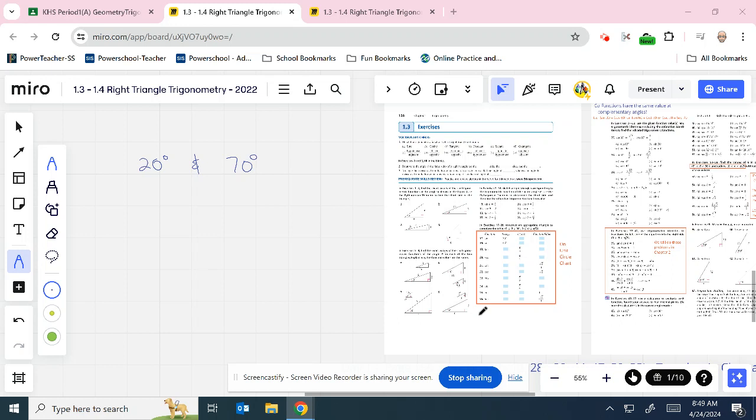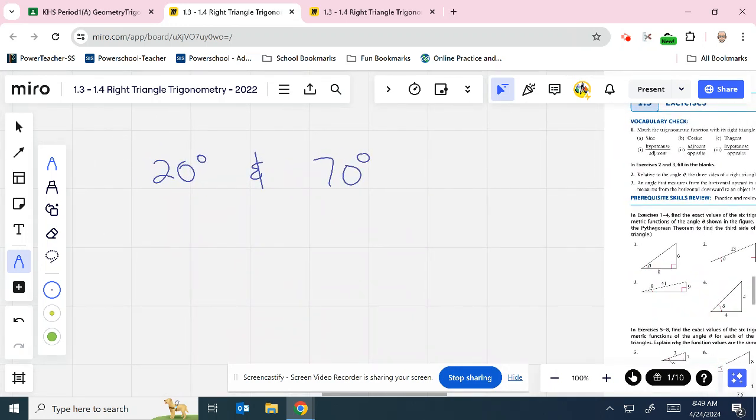So if I have 20 and 70 degrees, what do we know about them? What do we know about them? What is it? They both are in the first quadrant. That is true. That is one thing. If you saw them on your unit circle, they're both in the first quadrant. So they would both be the reference angle if we were looking for reference angles.